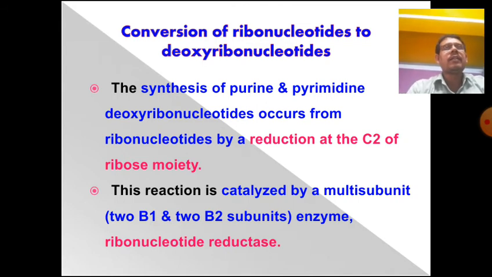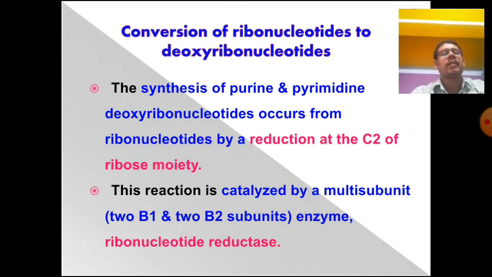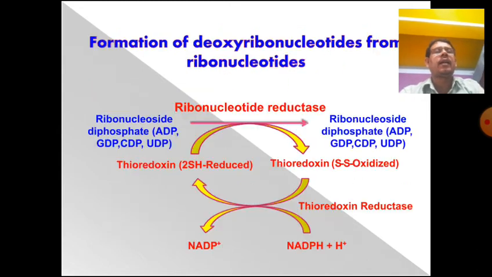In that case, the oxygen is removed at position number 2, and this is called deoxyribose. This deoxyribose is the starting material for the synthesis of deoxyribonucleotides, and this reaction is catalyzed by the multi-subunit B1 and B2 subunit enzyme ribonucleotide reductase.